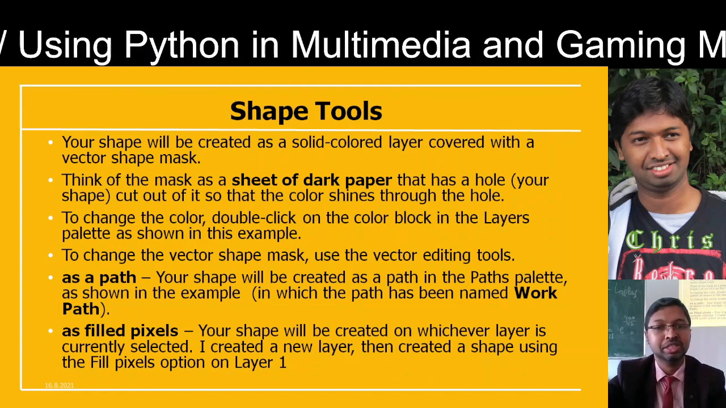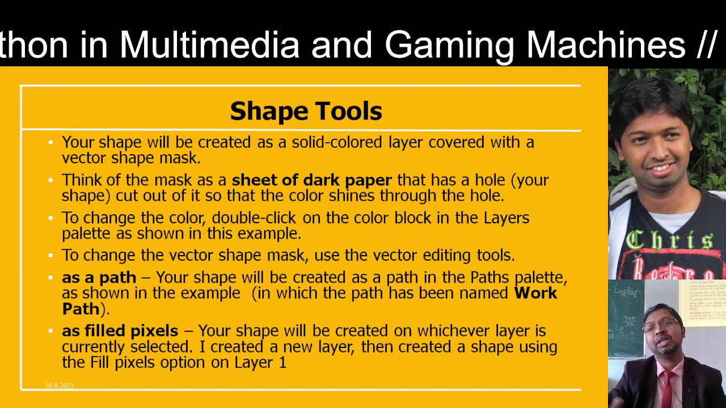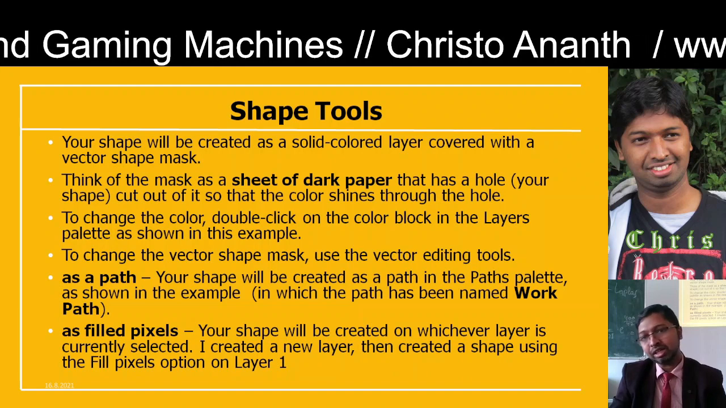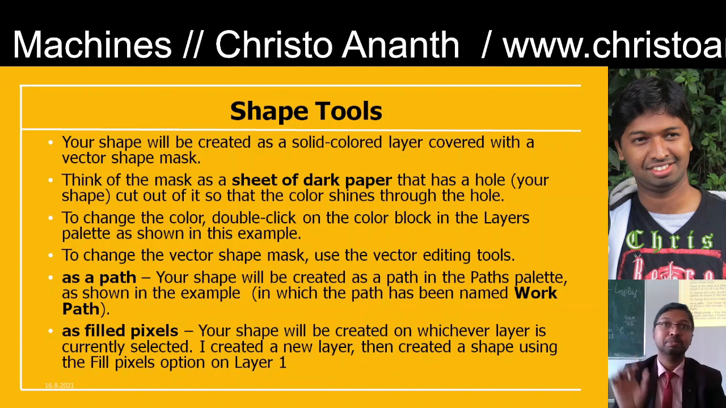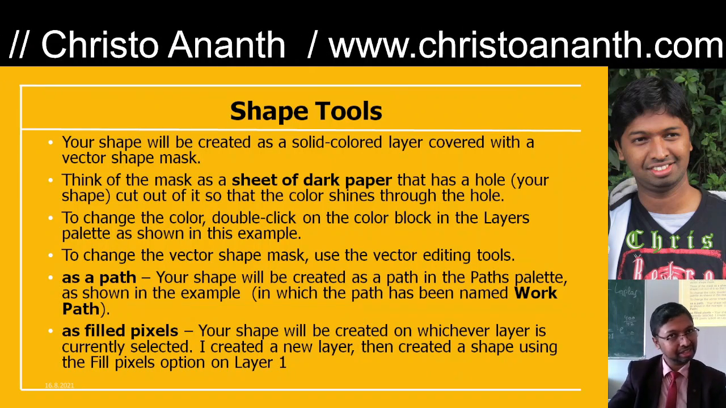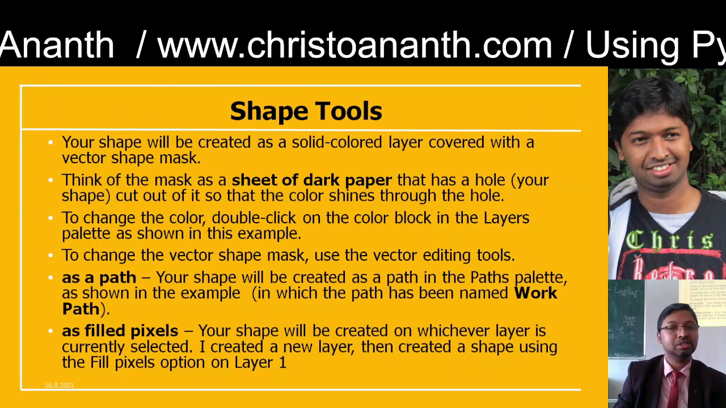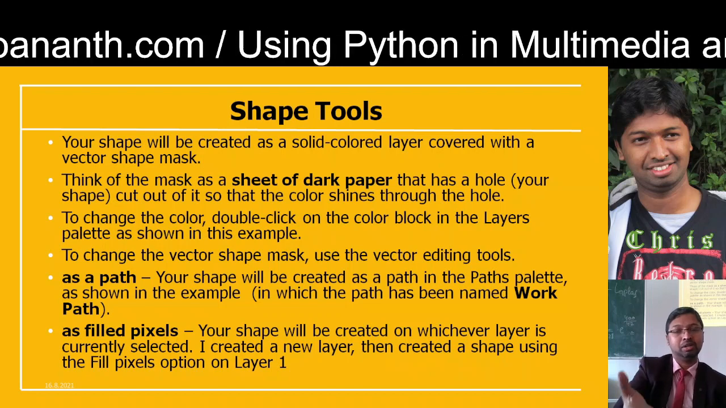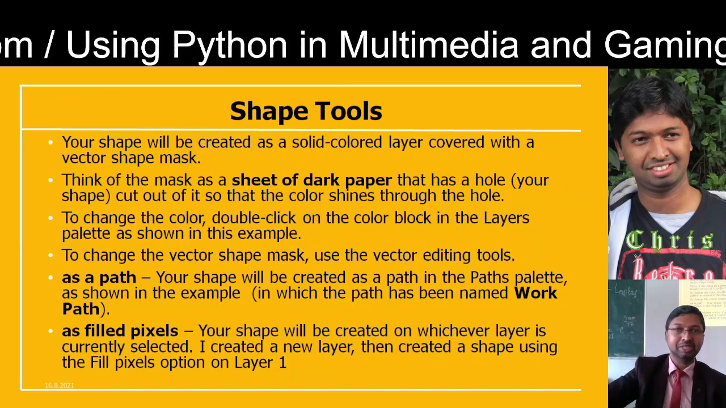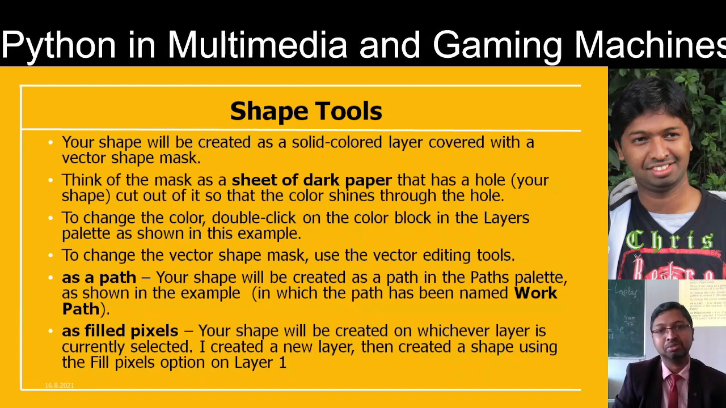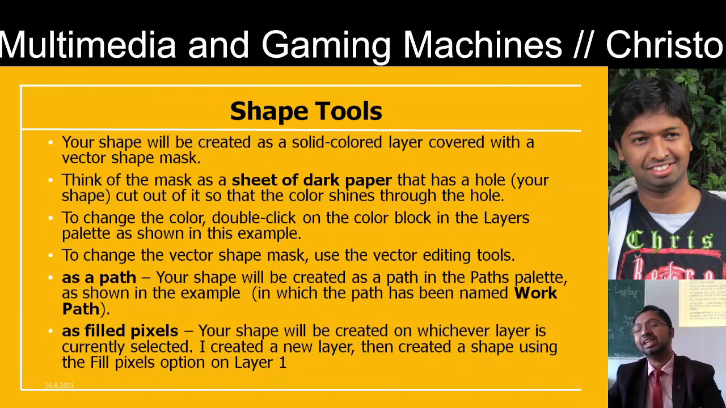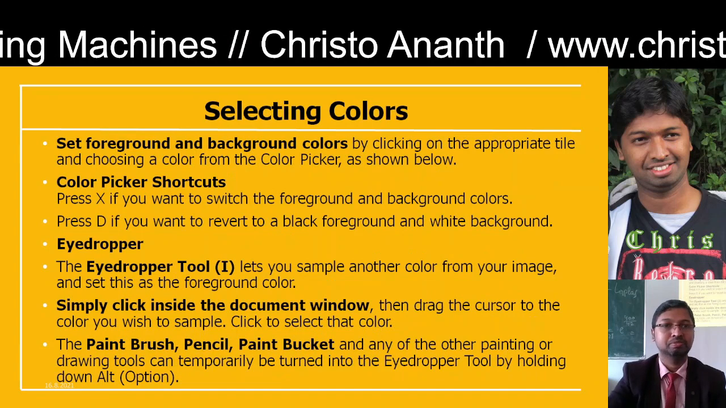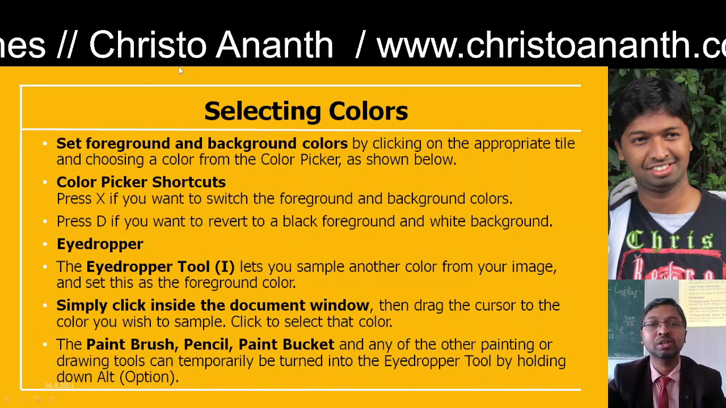Or maybe you can use it as a path, where your shape will be created as a path in the paths palette, and that path is named the work path, which you can rename. And maybe you can use the tool as fill pixels as well, where your shape will be created on whichever layer is currently selected. So you can create a new layer and create a shape using the fill pixels option on Layer 1. And maybe you can set the foreground and background colors.